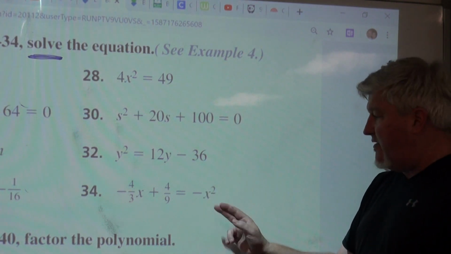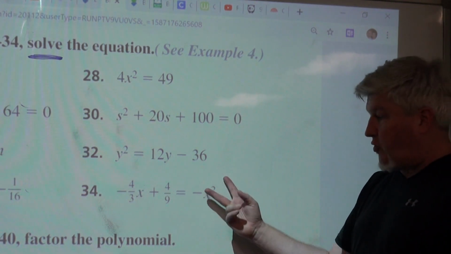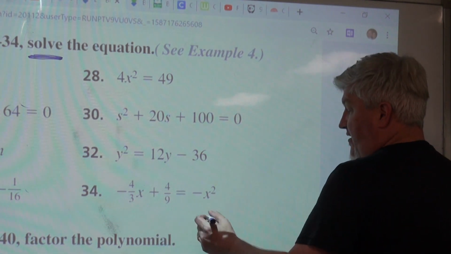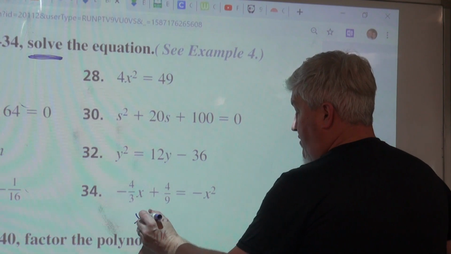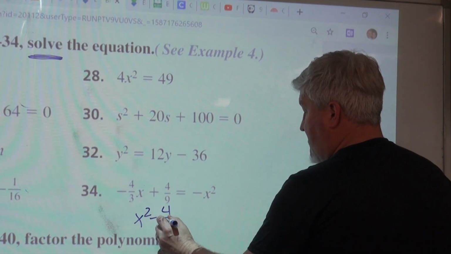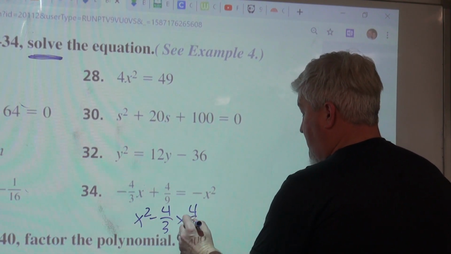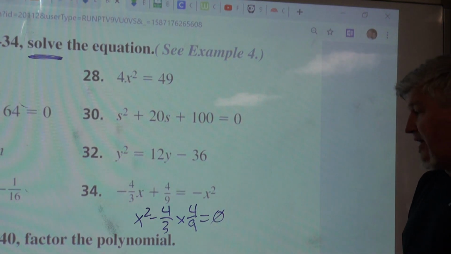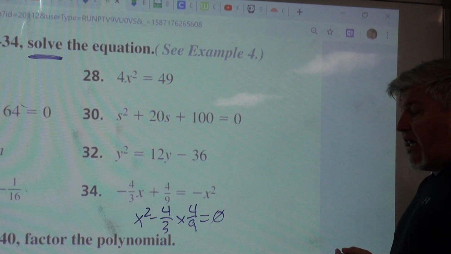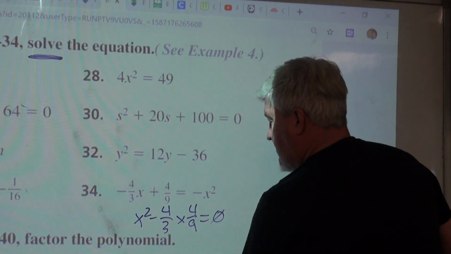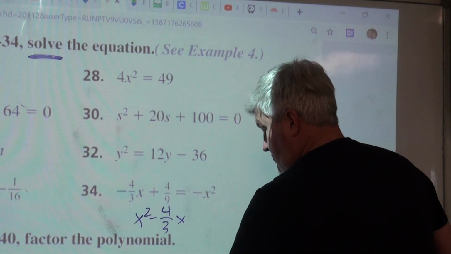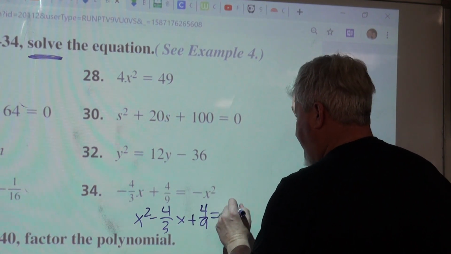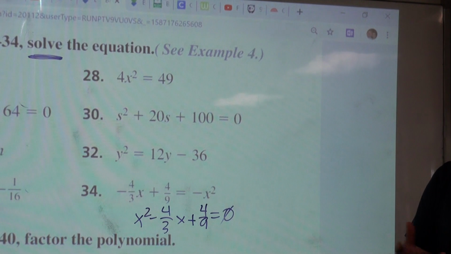Hopefully you understand. We have a negative x squared, so clearly we want to bring that over to this side to make it positive by adding it. That will give us x squared minus 4/3 x plus 4/9 equals 0. Okay? A little hard. Need to write it better. Plus 4/9. All right. A little harder for you to see maybe at this stage.